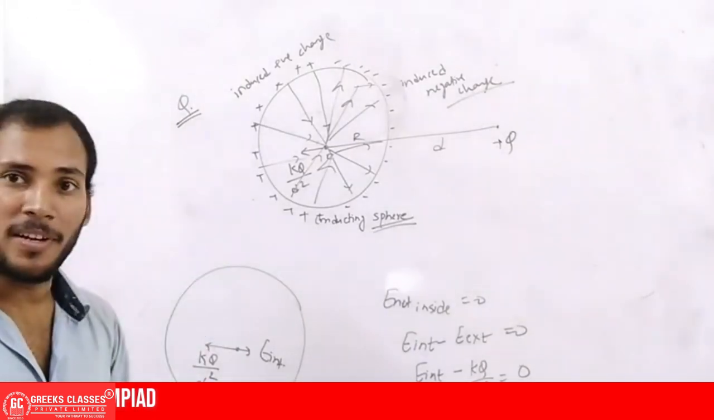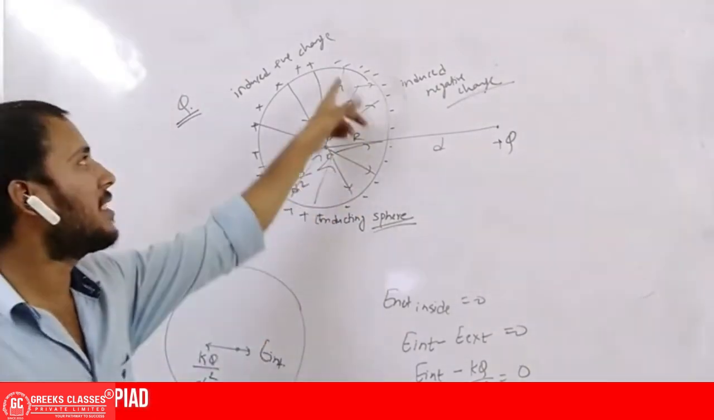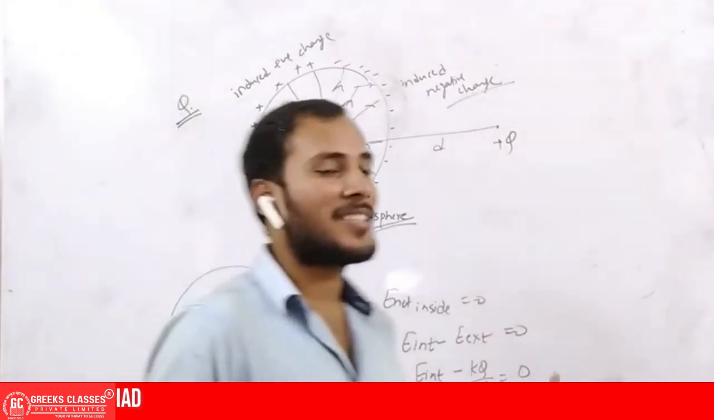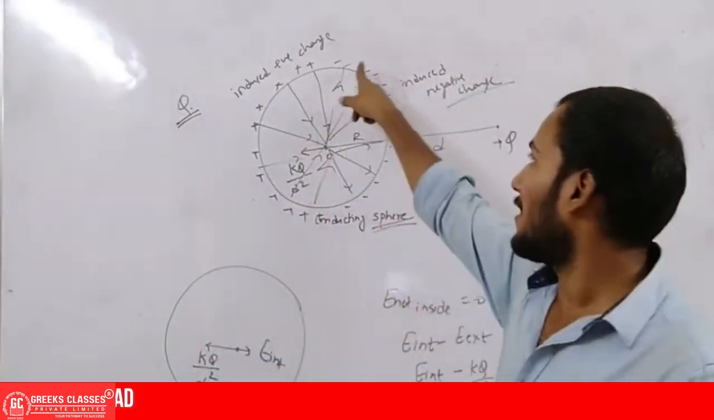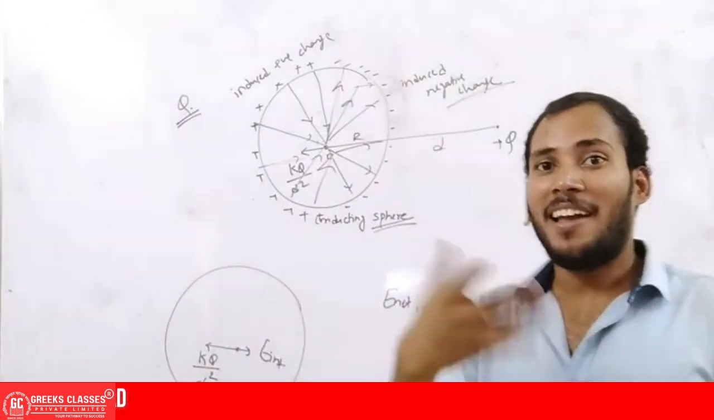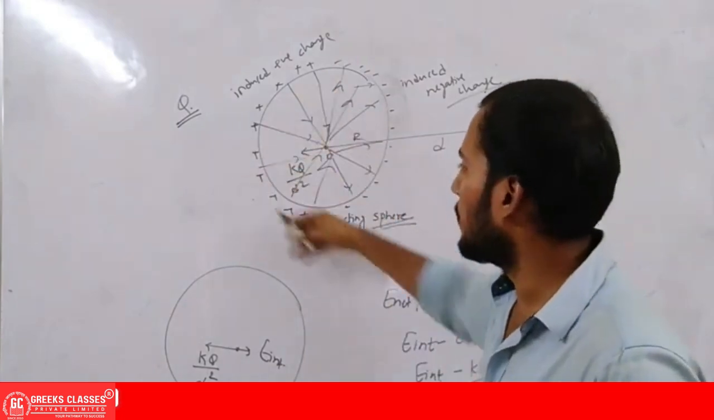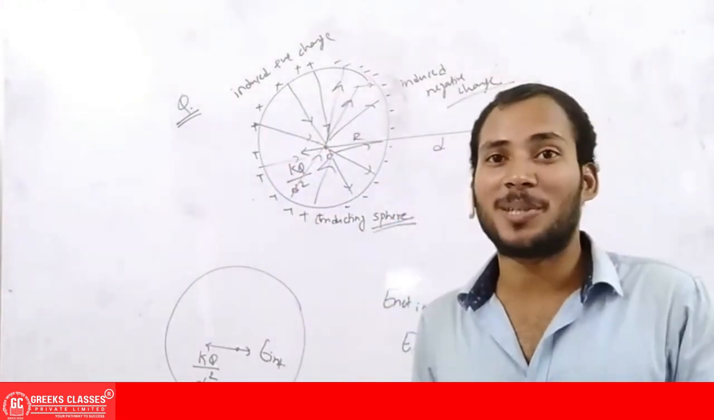What is the electric field at point O due to this negatively induced charge? Sir, I don't know. You cannot tell. The distribution is not uniform. What is the electric field due to this charge plus q induced? Sir, I don't know. You don't know the distribution.